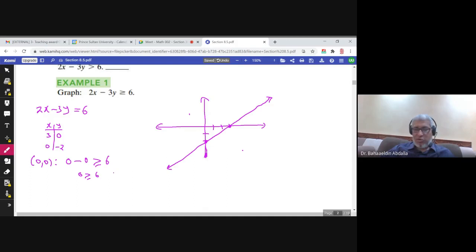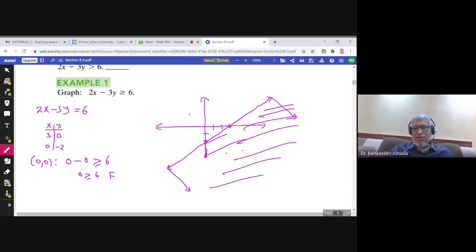Now, is this a true statement? No, this is false. This is not correct. So the answer is not this half plane. The graph of this inequality is not this half plane. It would be this half plane. So this is the answer. This is the graph of this inequality. This half plane is the graph of this inequality, and this is the answer.